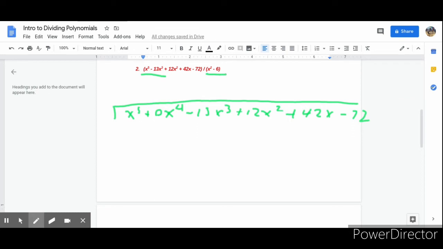We don't have x, so you also need to create a placeholder. So we have x squared, and same thing, to create a placeholder, just multiply by 0, basically. So plus 0x minus 6. All right, so now we can actually start dividing.